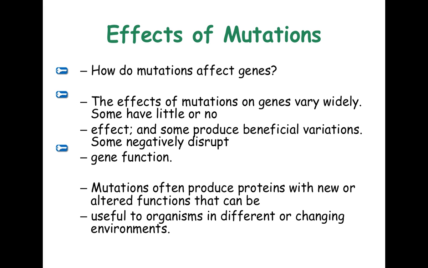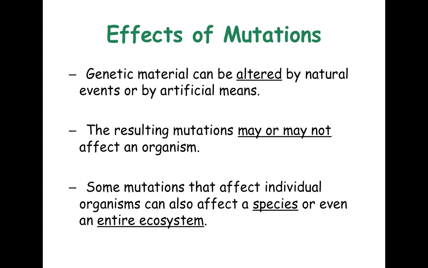Mutations often produce proteins with new or altered functions that can be useful to organisms or changing environments. So when I have a mutation, it can be altered either by a natural event, like some of those chromosomal ones typically are natural events, but there can also be artificial means that actually force this to happen. Now, the resulting mutations can or cannot affect the organism, and it's kind of a genetic roll of the dice. We don't know what those effects are going to be until we actually see the organism and how it functions in the environment. Some mutations that affect an individual organism can also affect the entire species or even the entire ecosystem.